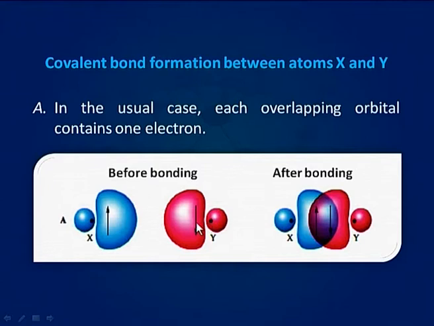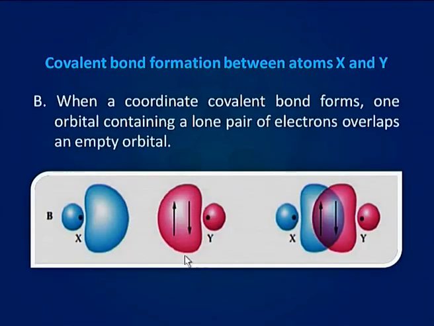In the formation of a coordinate covalent bond, a complex, however, a ligand orbital containing 2 electrons overlaps an unoccupied orbital of the metal atom. Here you can see, in the usual case, each overlapping orbital contains 1 electron, and this is a conventional covalent bond. But when a coordinate covalent bond forms, one orbital containing a lone pair of electrons overlaps with an empty orbital, and this is a coordinate covalent bond formation.